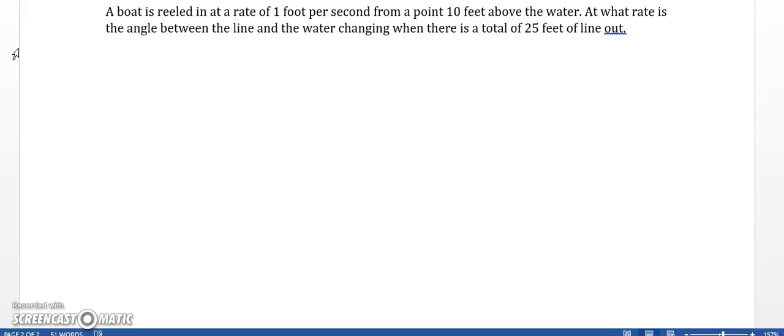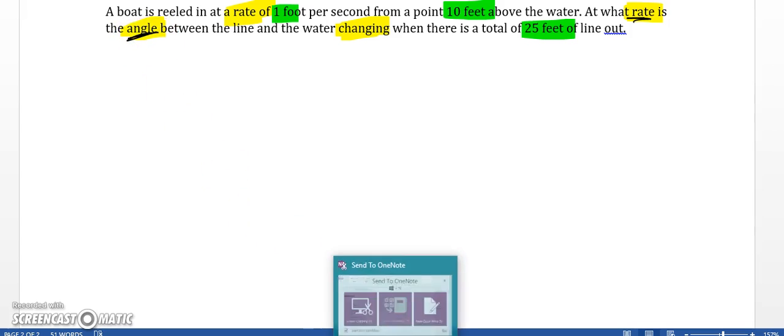We have a boat. It's being reeled in at a rate of 1 foot per second from a point 10 feet above the water. So as soon as I hear a rate, I'm going to think d something dt. This is what I'm looking for. At what rate is the angle between the line and the water changing when there is a total of 25 feet out? So these are numbers they give me. Those are things I can put right into my table, all these guys. There's other information that's subtle that we're going to have to find. Ultimately, I want to find the rate of the angle, so that rate of change. There's a little visual here to help you see what's going on.